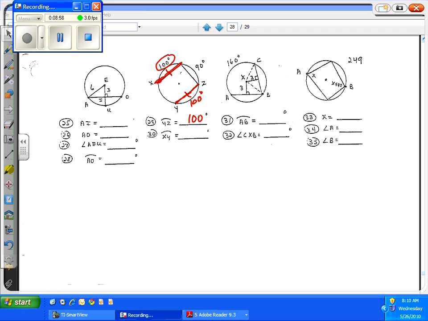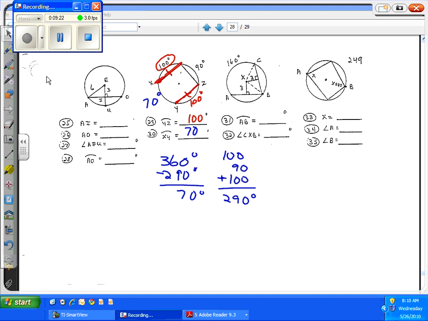Well, what about arc XY? Well, we know that a circle is 360 degrees. We've got a 100-degree arc, a 90-degree arc, a 100-degree arc. We add those up, we get 290 degrees. Subtract from 360 degrees, and we have 70 degrees left for arc XY. Any questions on that? Okay.